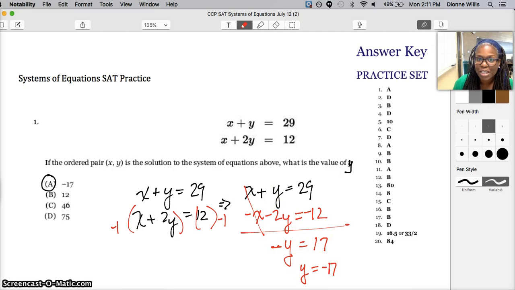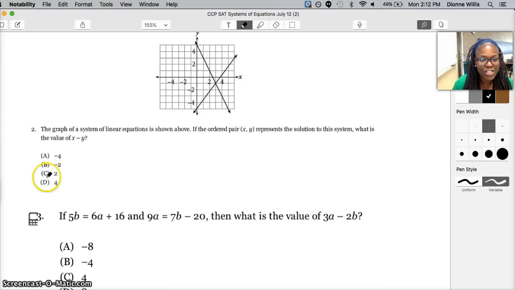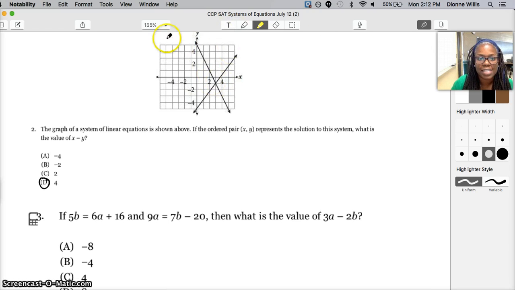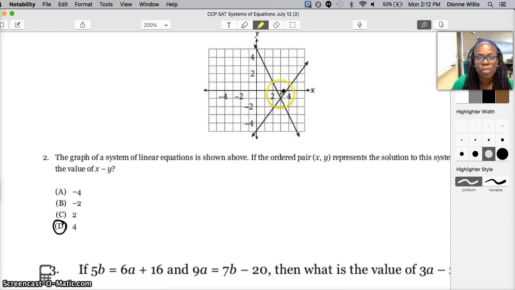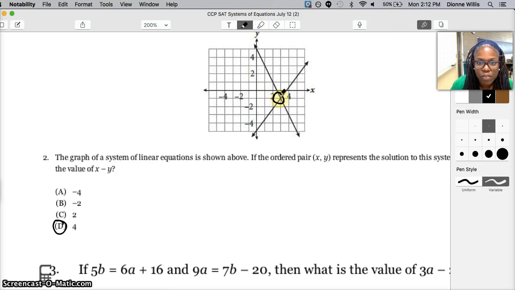All right, let's look at the next problem. Here in number 2, the answer is D. Let's see how we get there. The graph of the system of linear equations above is shown, and in this situation, x, y represents the solution to the system. What is the value of x minus y? Well, when we talk about the solution to a system, what we are talking about is where x and y meet, or where they both satisfy both equations. So what you want to see is that point, I'll circle it so we can be really specific. That point is the solution. Can we name that point?